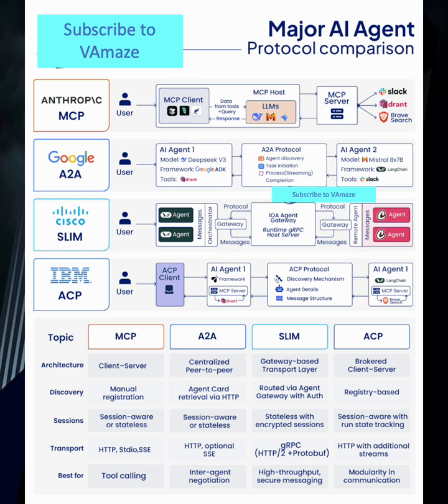Step 3. MCP host communication. MCP client communicates with MCP host using standardized protocols. MCP host manages connections to various external services and tools. Data flows seamlessly between client and host using structured formats.